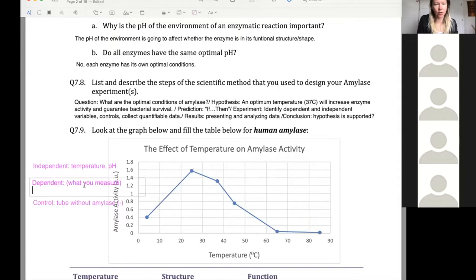Okay, thank you. So how did we measure amylase activity? What were we actually measuring? The maltose produced? Exactly, yeah, maltose produced. So depending on how much maltose we ended up with in that tube, in different temperature or pH conditions, we use that to determine the activity of the amylase enzyme.